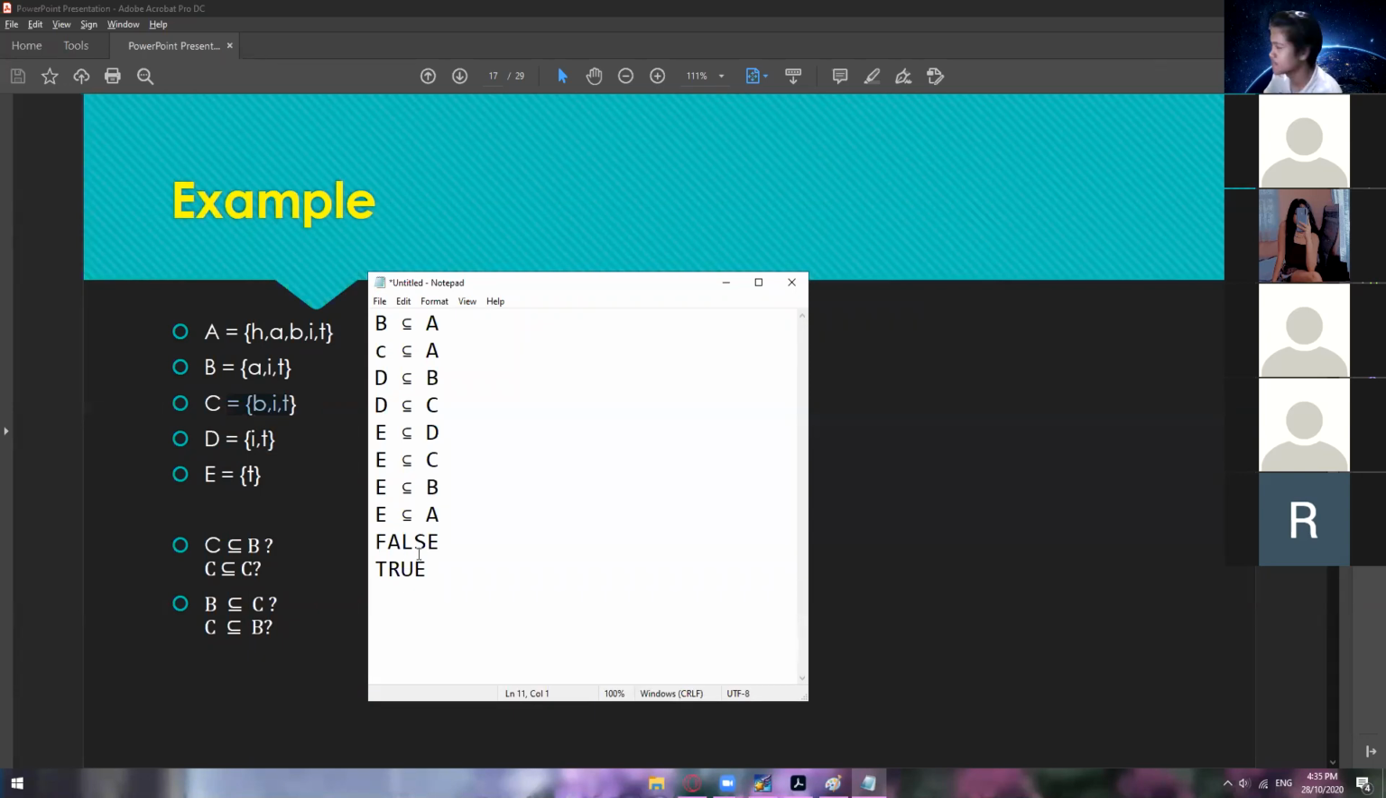Is B a subset of set C? False. So this one is false. Again, take a look at this one. Yes, we have the element B on set C, but we don't have the letter A on set C. So therefore, this one is false. Never mind this one since it's just repeated. The same with this one.